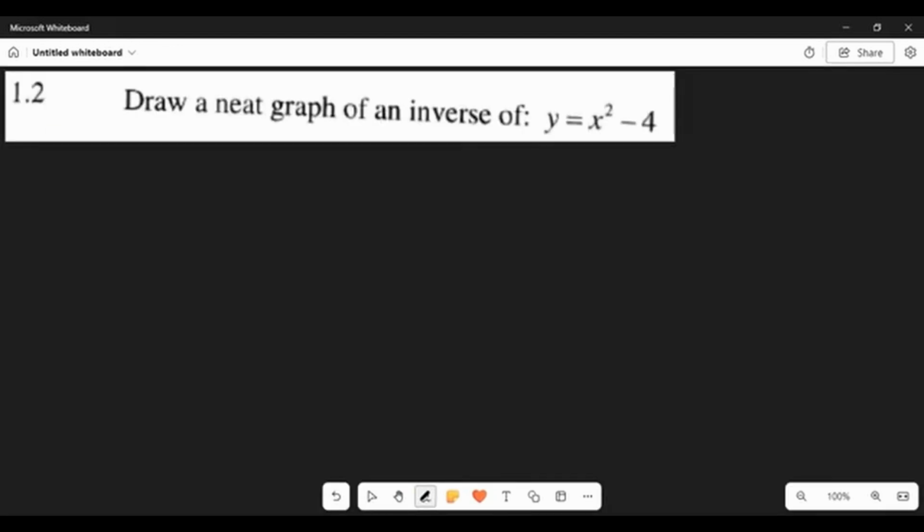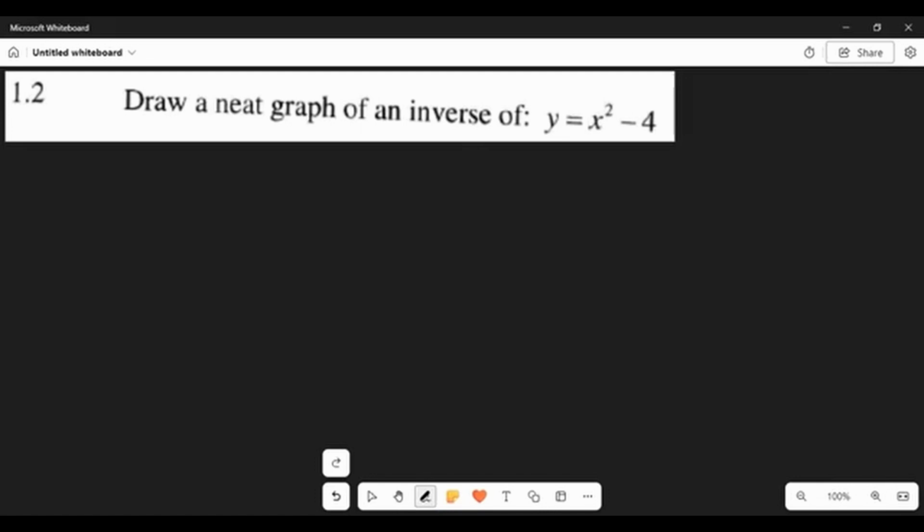So this is 1.2. They want us to draw a neat graph of the inverse of y is equal to x squared minus 4. Just in case you don't know what an inverse is, basically an inverse is the opposite of the graph that we see here. It's not really that difficult to draw. First of all, you need to know what type of graph this is. Since we have x squared, this means it is a parabola.